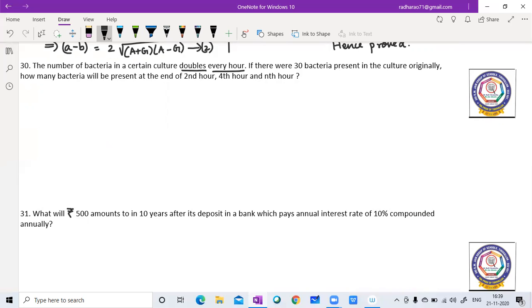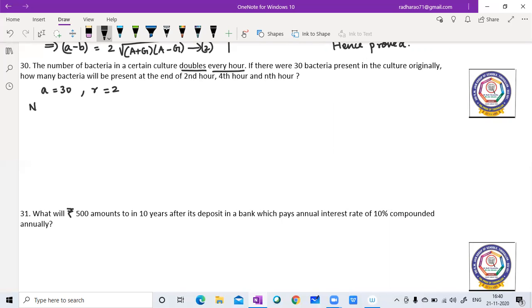So originally, that means in the beginning, there were 30 bacteria. So a is equal to 30. And the number of bacteria doubles every hour, which means r is equal to 2. Now, how many bacteria will be present at the end of the second hour? This is the beginning, A1. End of the first hour is A2. End of the second hour is A3.